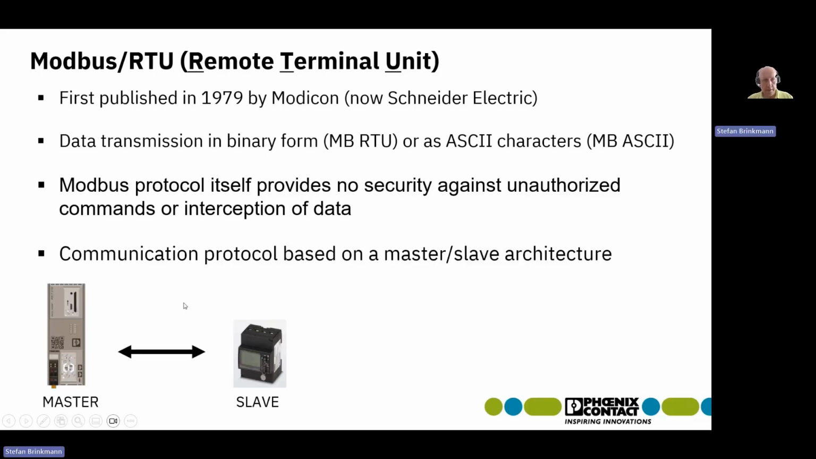It's based on a master-slave architecture. So we have a master, which is usually the PLC, and then we have a slave. In this case, it's an energy meter, or it could be any other device. So just for the terminology. And one master can connect up to 32 slaves in total, as we will see.